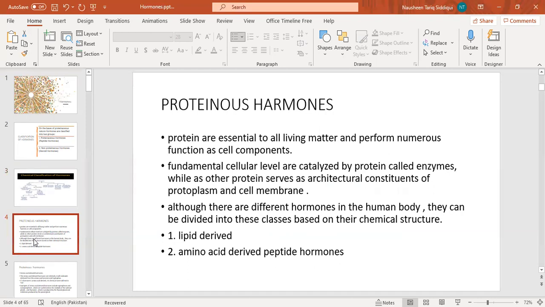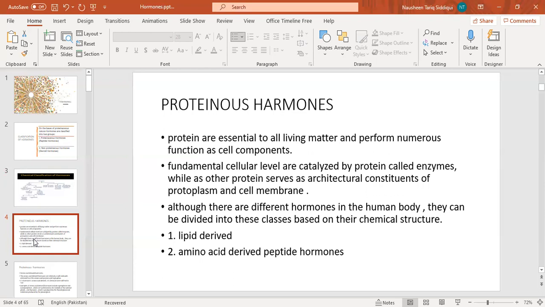Okay, first we'll discuss the proteinous hormones, which are basically protein-based. We all know that protein is an important element in our body, and protein is an integral element which takes part in many important and essential phenomena, या secretions कह लें, उसके लिए they are very important. ठीक है?